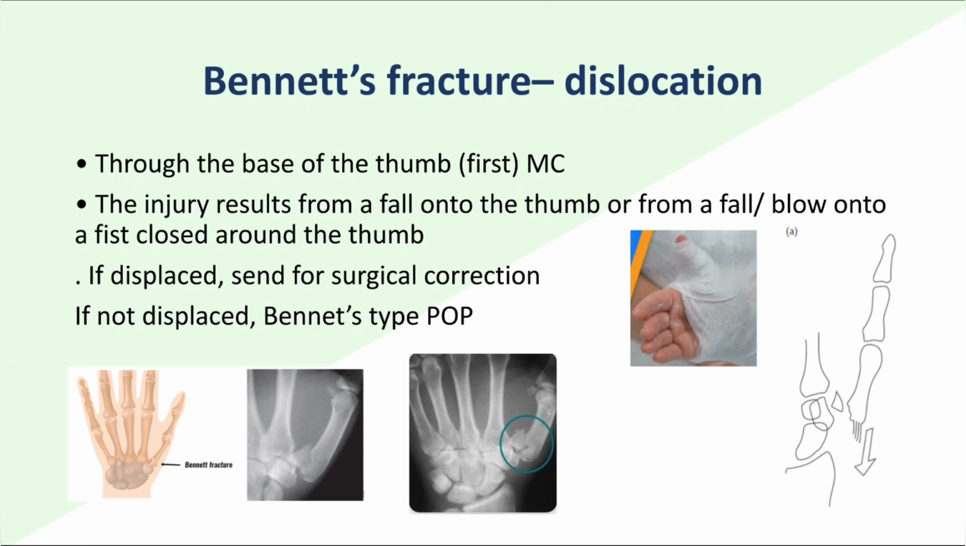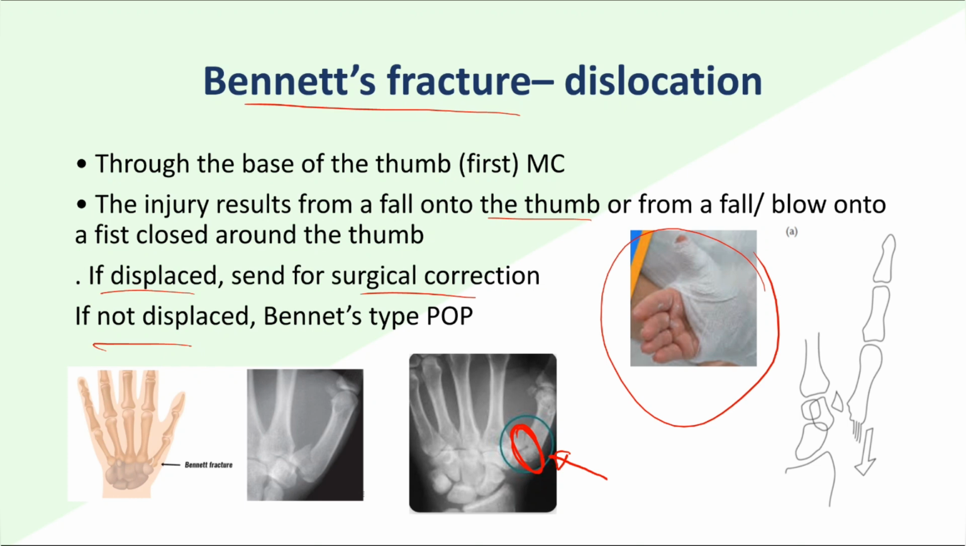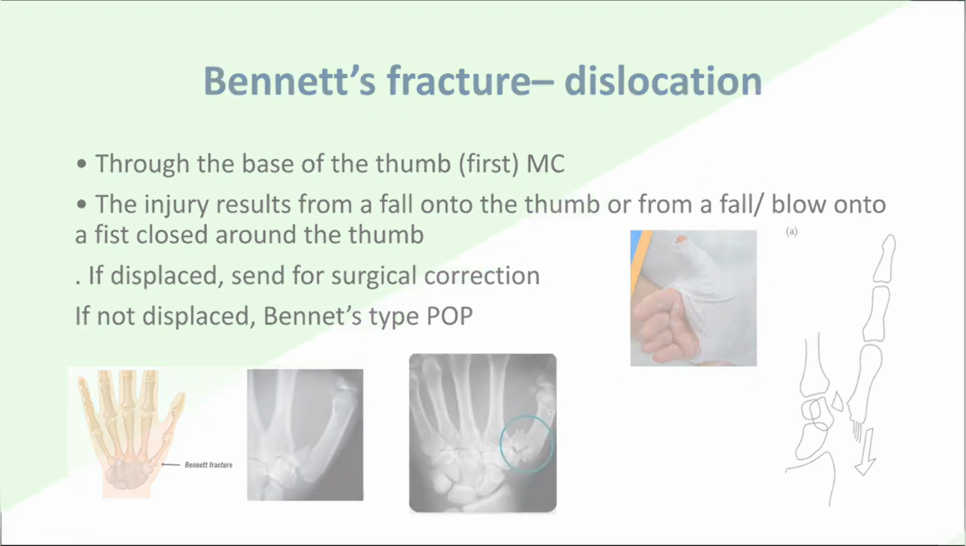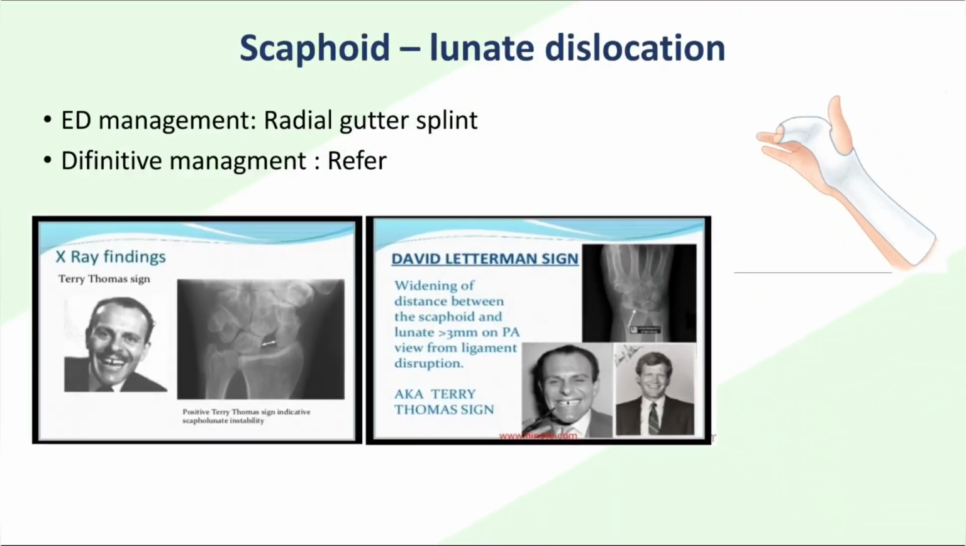Sometimes there is a fracture through the base of the first metacarpal. So a fracture like this with displacement, call it Bennett's fracture dislocation. The injury results from a fall onto a thumb or from a fall or blow onto a fist that's closed around the thumb. So if it is displaced, send for surgical correction. If not displaced, just a thumb spica or Bennett's type POP is used in order to heal that fracture.